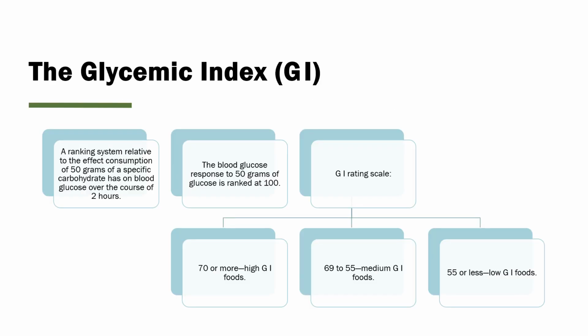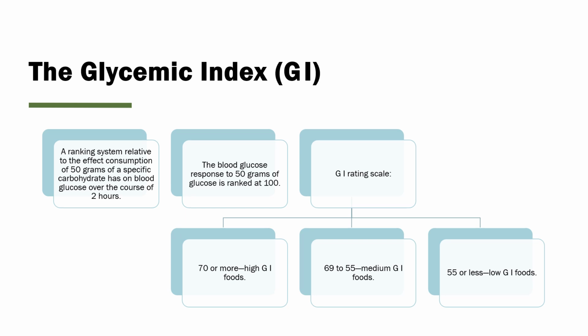The glycemic index, again, is a ranking system that measures how quickly carbohydrates in food raise blood glucose levels compared to pure glucose, which is assigned a GI value of 100. Here's a breakdown of the GI rating scale. High GI foods have a GI of 70 or more. These foods cause a rapid increase in blood glucose levels after consumption. Examples, again, include white bread, white rice, and most sugary foods.